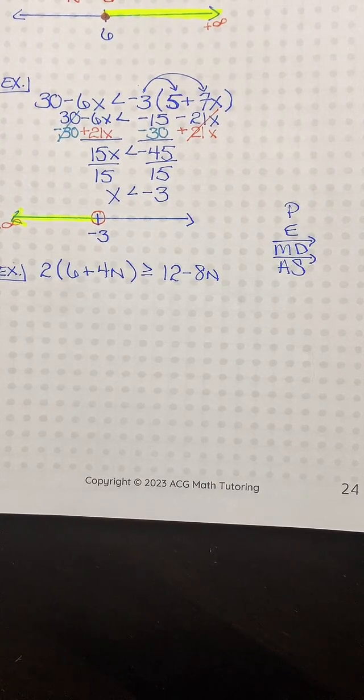All right. Okay. So there we go, Antonia. We need to distribute first. Do the distribution first before we combine like terms.